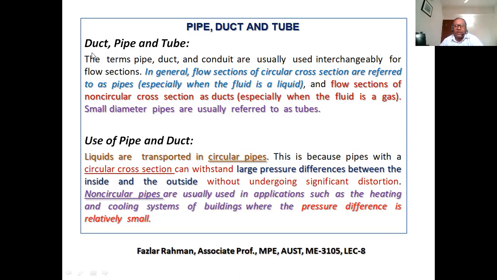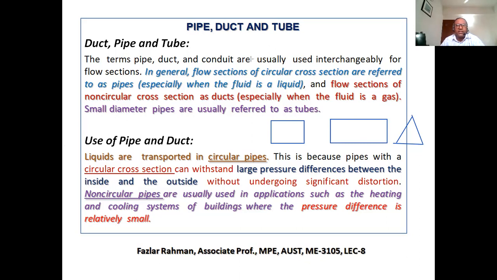And you call it duct if you are using a non-circular cross section. Non-circular means your cross section might be a square, might be rectangular, or even triangular. For example, if you visit some commercial building, you will see they use rectangular duct for the air conditioning unit. So what is the definition?